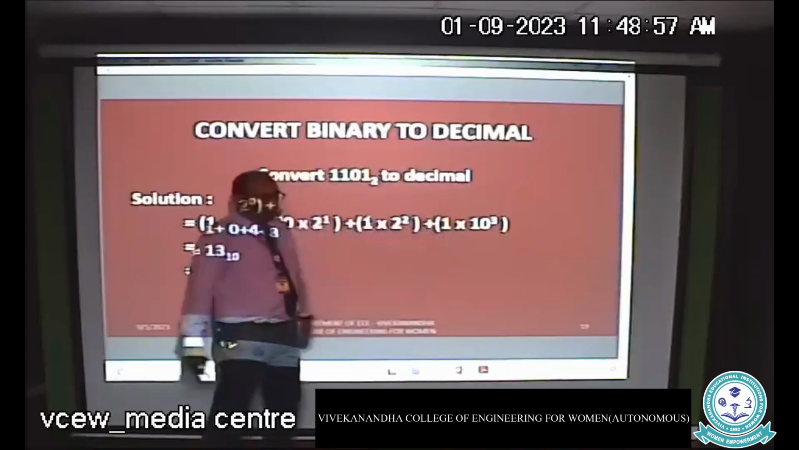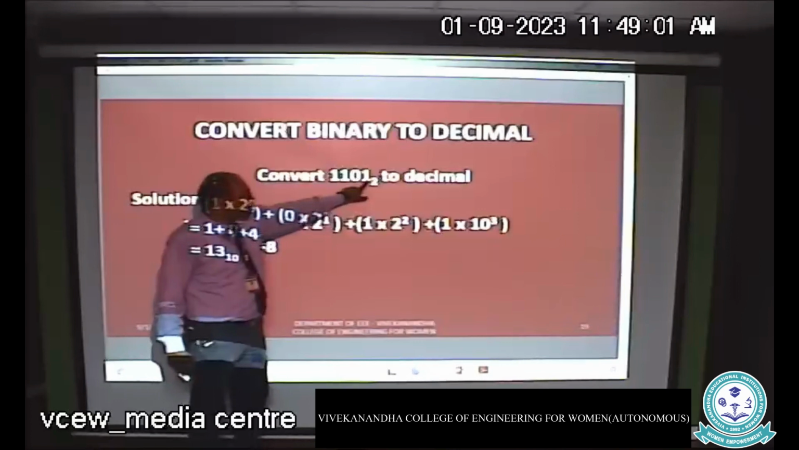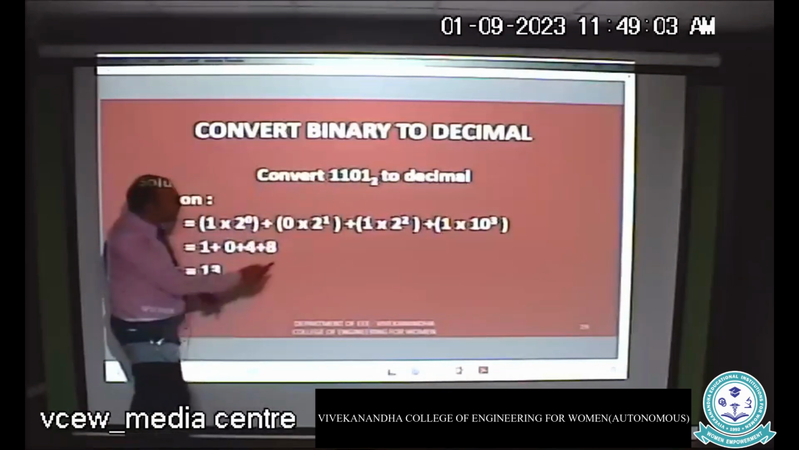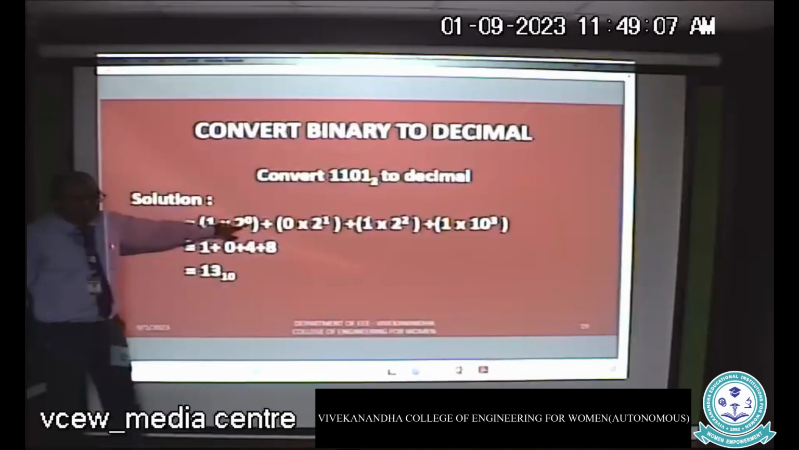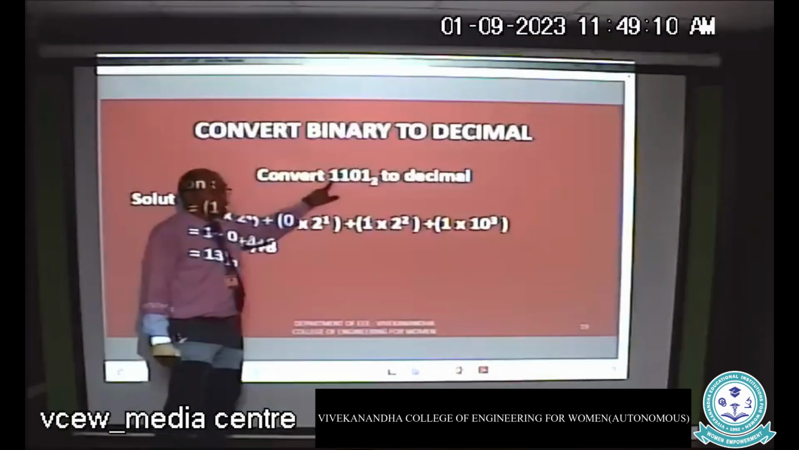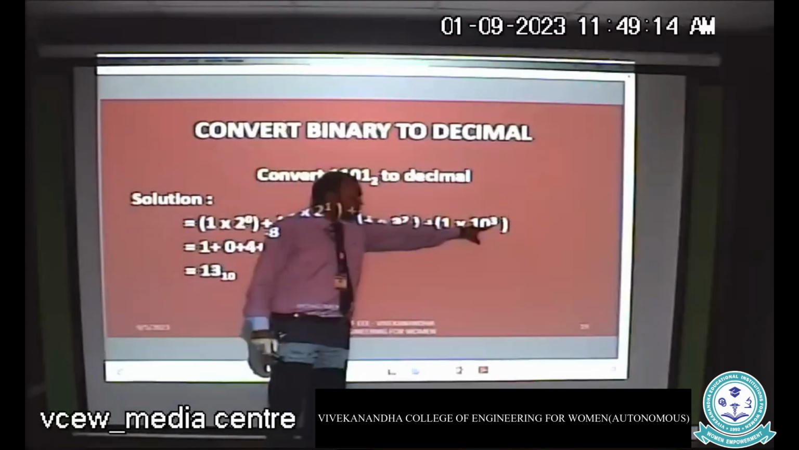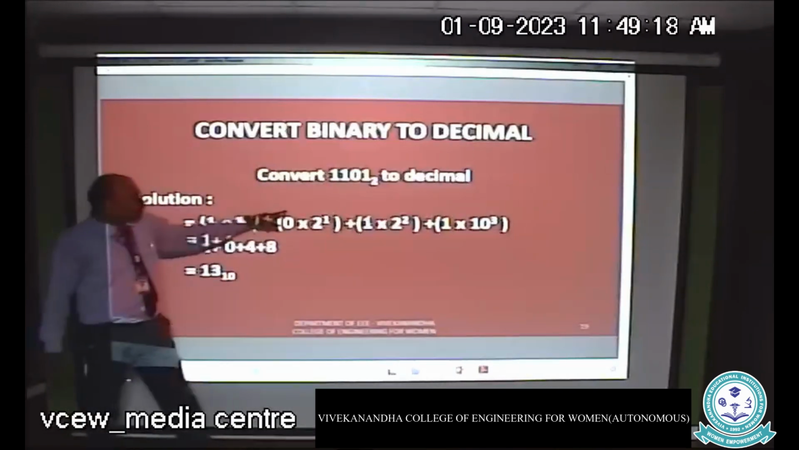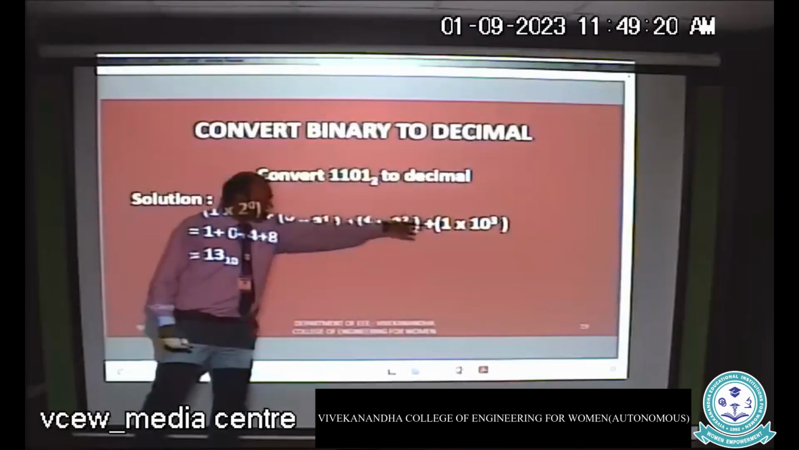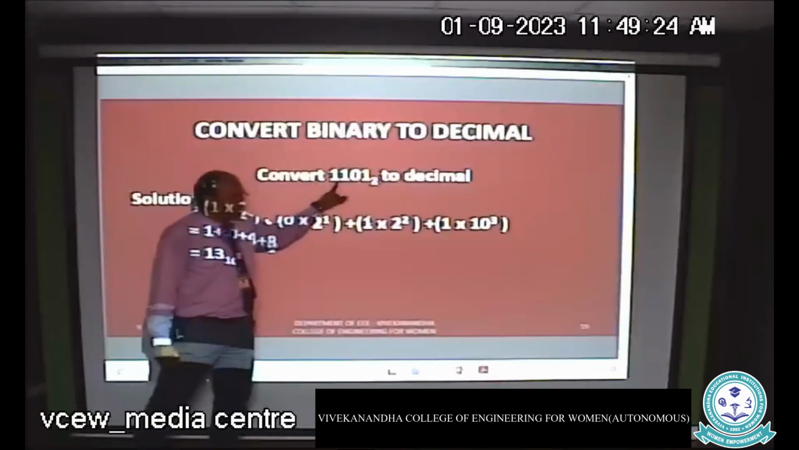Okay, so this one here is the least significant bit. So you are multiplying the base 2 with the least power. And this one is the most significant bit. So you are multiplying that with the highest power, right? So the powers are 0, 1, 2 and 3. 2 power 3 is the highest power and you are giving it to the most significant bit, right?